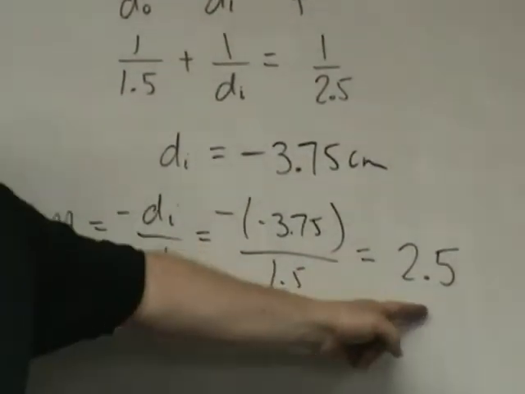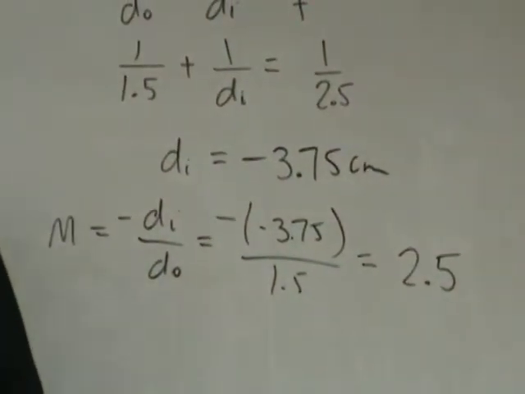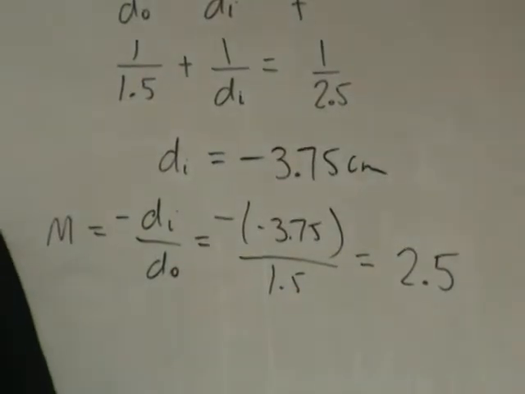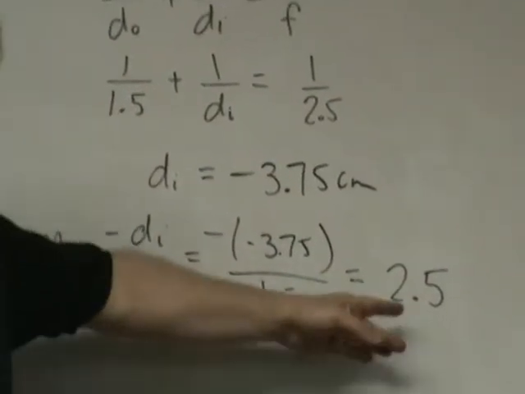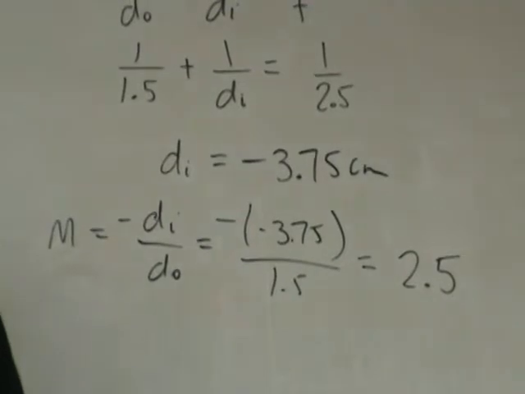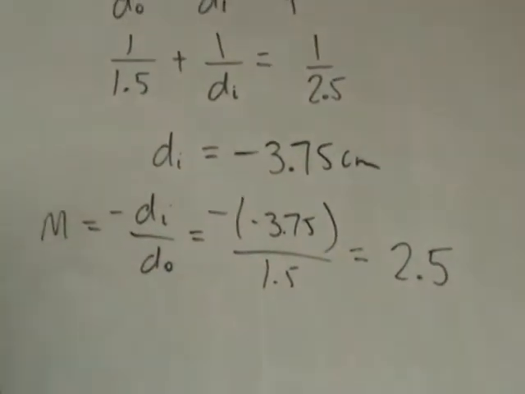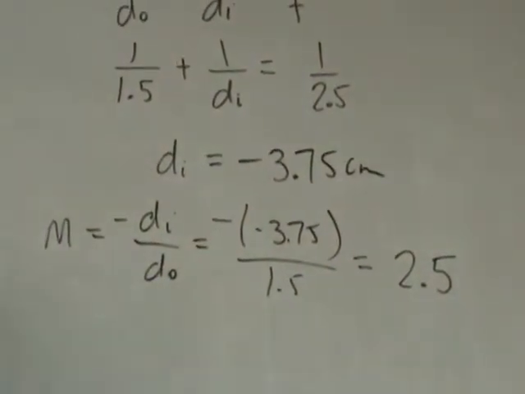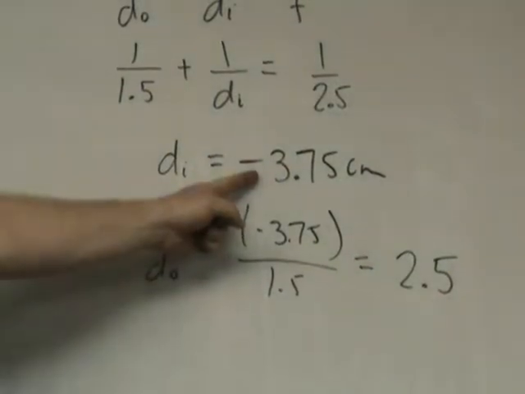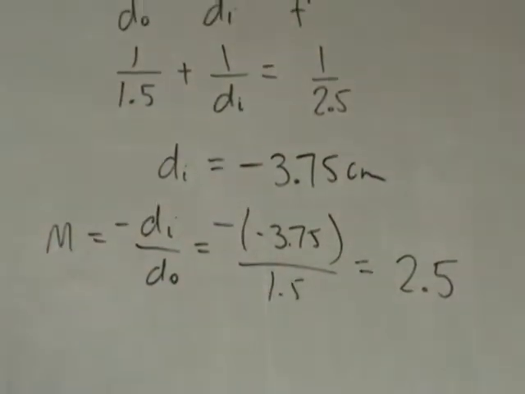What about this number tells me that the image is also going to be enlarged? Greater than 1. Yeah, it's bigger than 1. So because this number is bigger than 1, I know the image is enlarged. Because the number is positive, I know the image is going to be upright. And because this image distance is negative, I know it's going to be a virtual image.